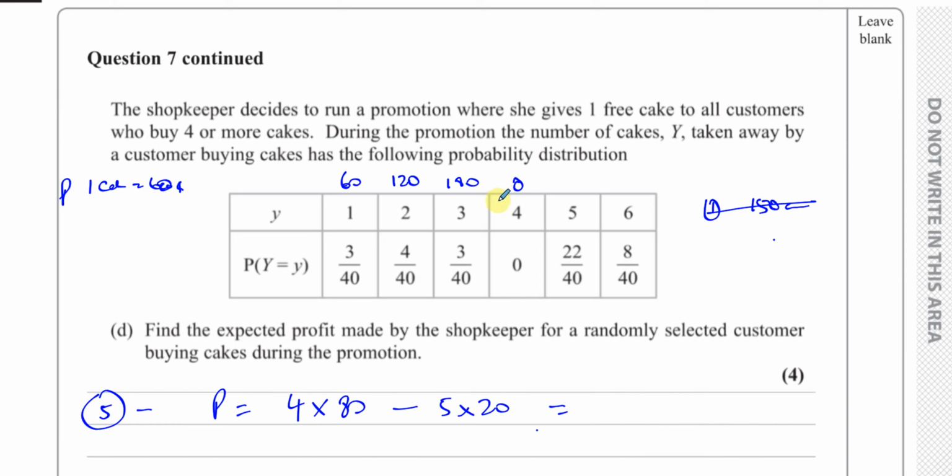For the first three, they pay for one cake, they get one cake. The profit is 60 for each cake. There's no difference here because they're buying one cake, they're getting one cake. They're buying 2 cakes, they're getting 2 cakes. They're buying 3 cakes, they're getting 3 cakes. It's just 60 times the number of cakes.